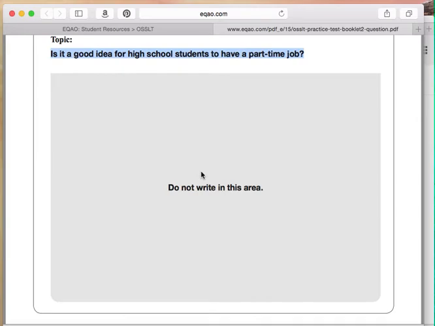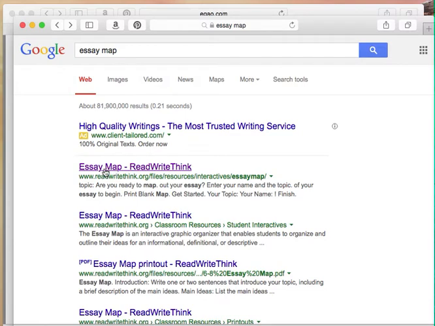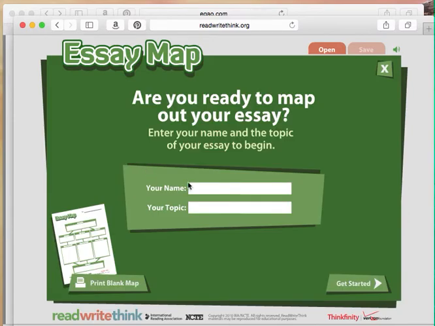If I were answering this type of question, what I would do is I would make an essay map. I'm just going to go do that now. Hopefully you have some experience with this type of thing. So, an essay map that I enjoy using is on readwritethink.org. So I'm just going to click into there. And right away, as soon as I get that question, I need to start brainstorming about, is it a good idea for students to have a part-time job? Students working. Let's get started.